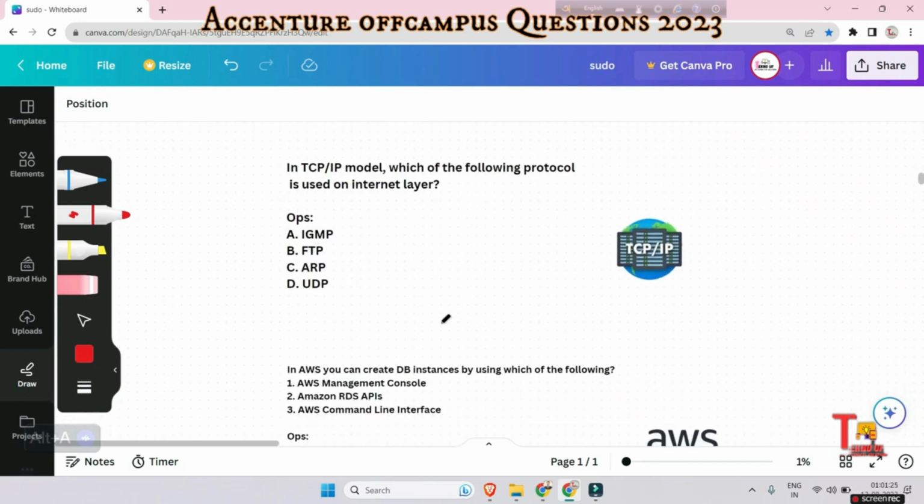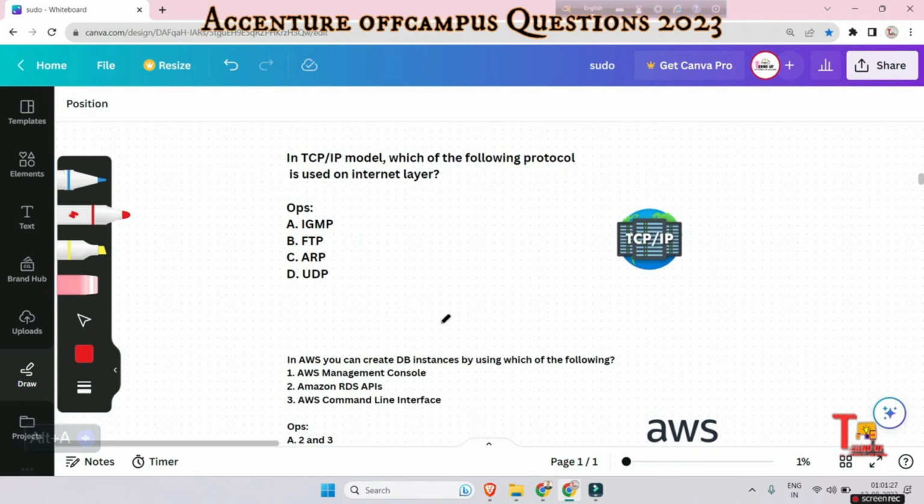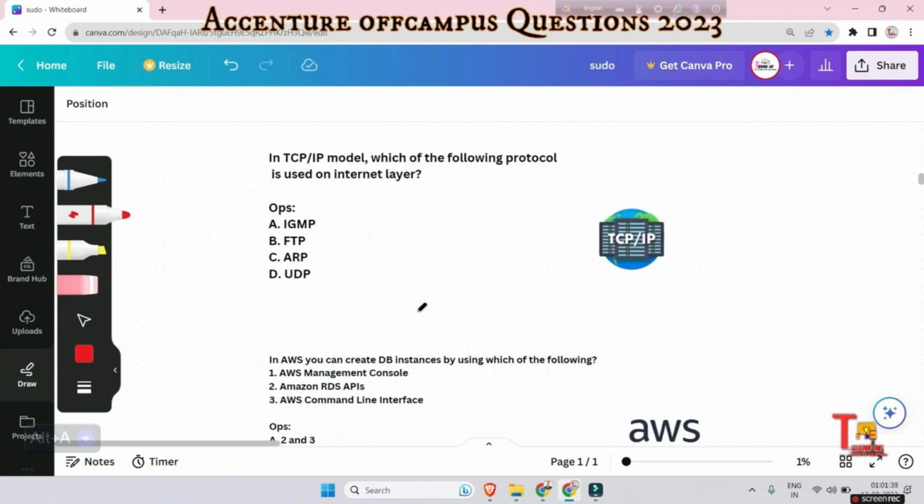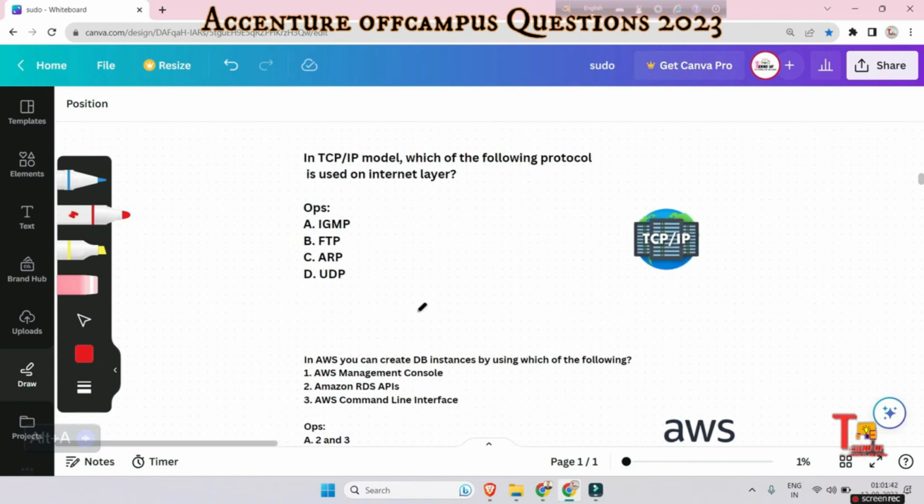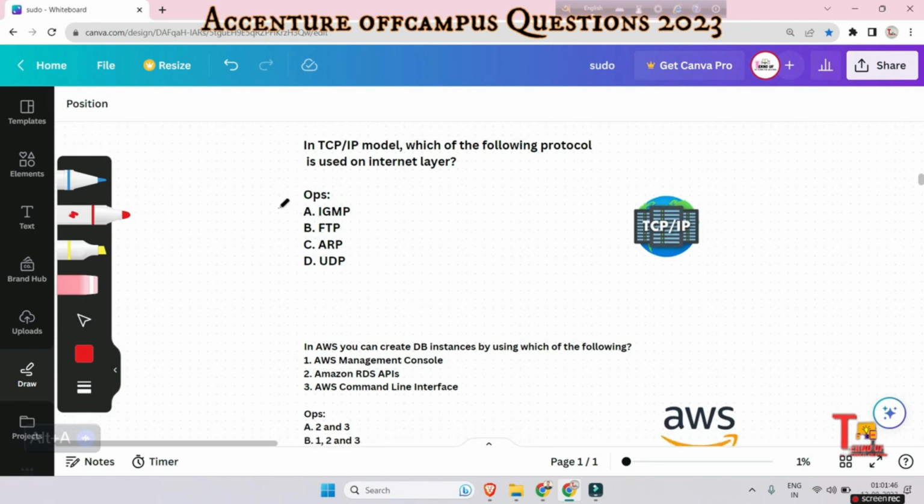Next question is, in the TCP/IP model, which of the following protocols is used on the internet layer? Internet layer means the network layer, right? So think a little, then answer. If possible, then please answer me in the comment box. So the answer will be IGMP, right? IGMP means Internet Group Management Protocol, right?